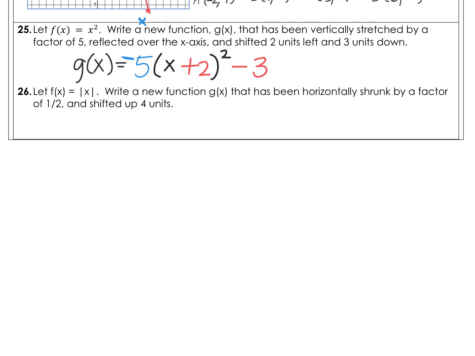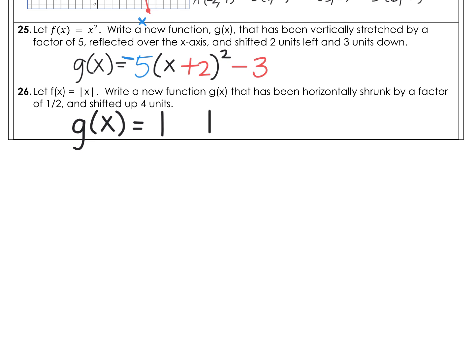All right, see if you can figure this one out. This is weird, because you've got a horizontal situation. So a new function, g of x, this time it's got bars as an absolute value. Horizontally shrunk by a factor of 1/2, shifted up 4 units. That's the only thing that's happening. So nothing in front.